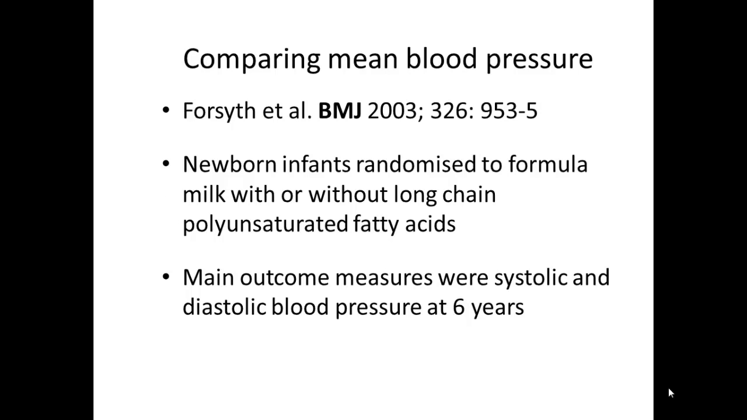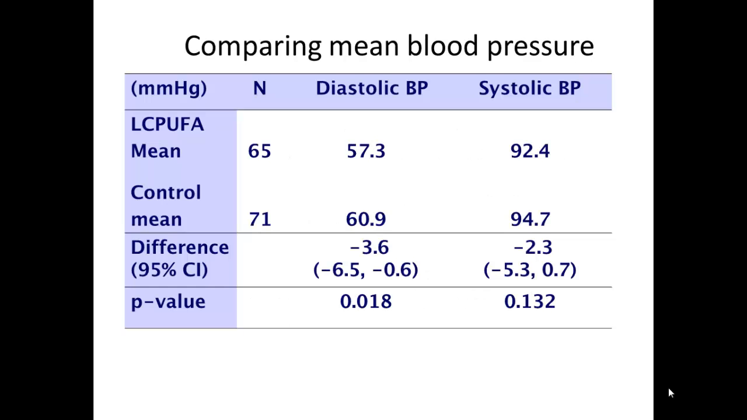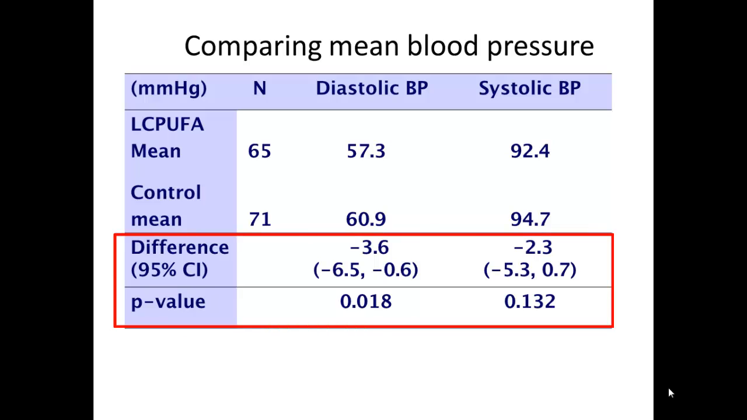First of all, we have a randomized controlled trial to study the effect of formula milk with or without long-chain polyunsaturated fatty acids. That was done in a random sample of newborn infants. And the main outcome measure was blood pressure at 6 years of age. Here's the main table of results. It summarizes the mean outcome by intervention group. And there's a measure of effect, namely the difference in sample means, a confidence interval, and a p-value, which represents a test of whether the groups have the same blood pressure.